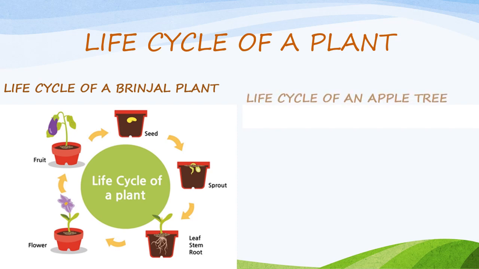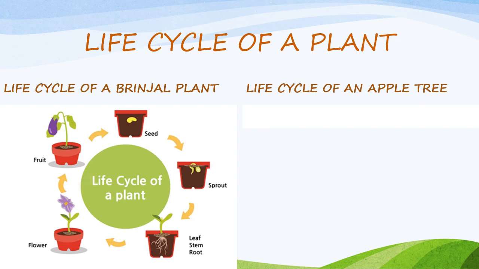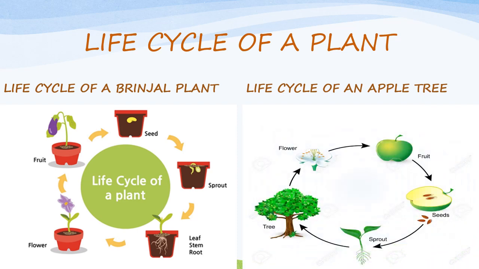Next we have the life cycle of an apple tree. As you can see in the picture, in the same way as we understood about brinjal, we have an apple tree here also. When we eat an apple, we get seeds inside. That seed we throw out, then that seed will sprout, then that sprout will grow into a tree, then the tree will give out flowers, and then the flowers will give out fruit. Then the life cycle continues.